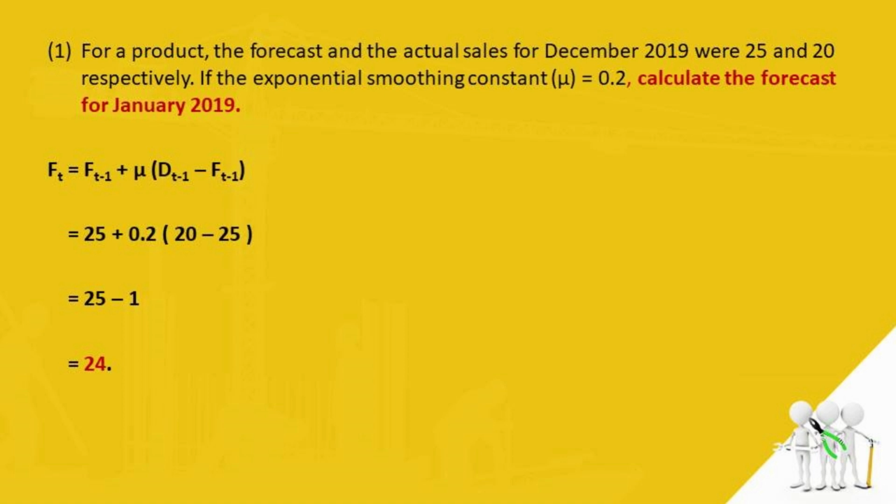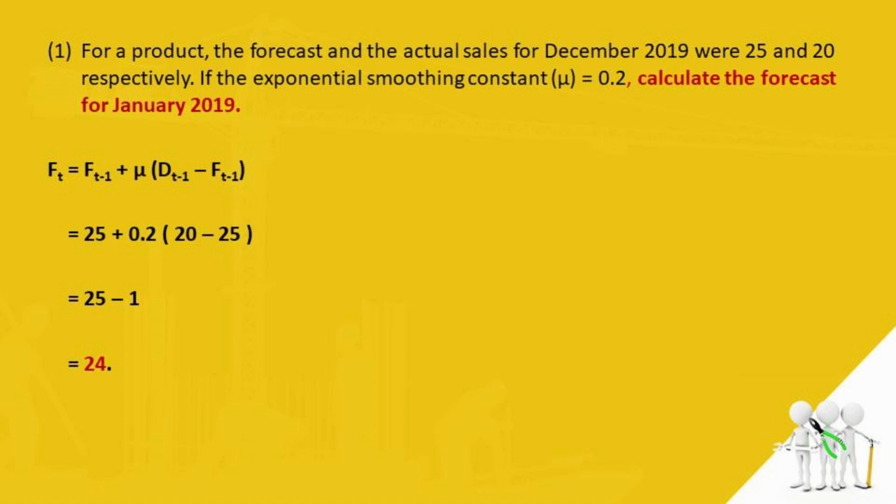In the quantitative time series method of exponential smoothing, we have a formula which is Ft equals Ft minus 1 plus mu times (dt minus 1 minus Ft minus 1). Here Ft is nothing but the required forecasting. Ft minus 1 is the forecasting of the previous month, and dt minus 1 is the actual demand of the previous month. And as we all know, mu is the exponential smoothing constant.